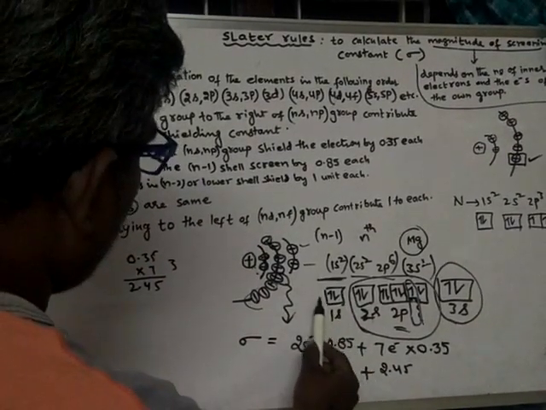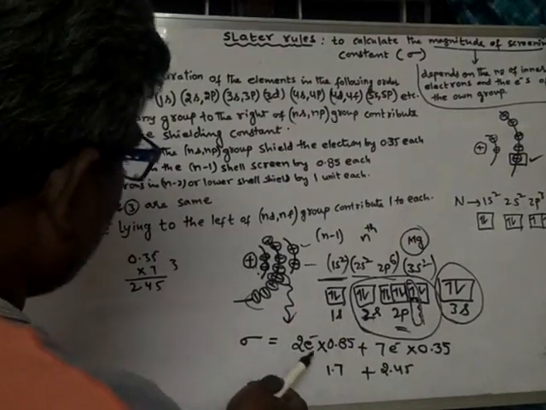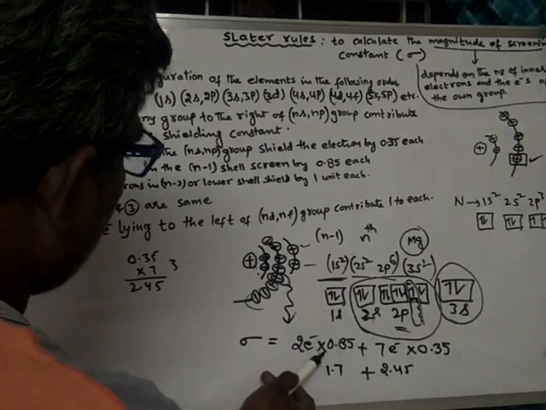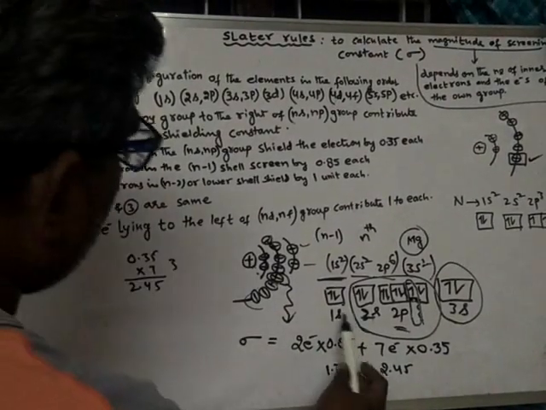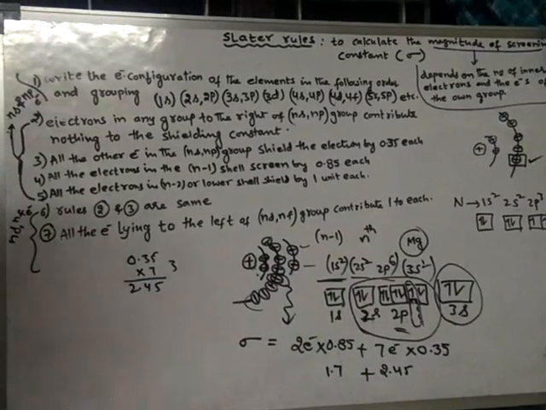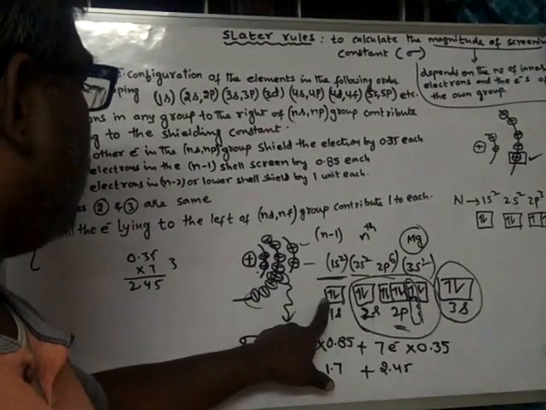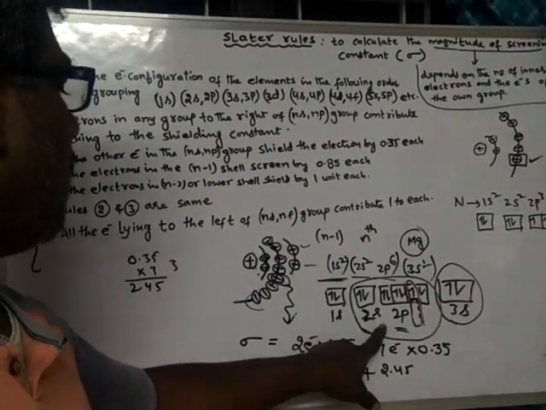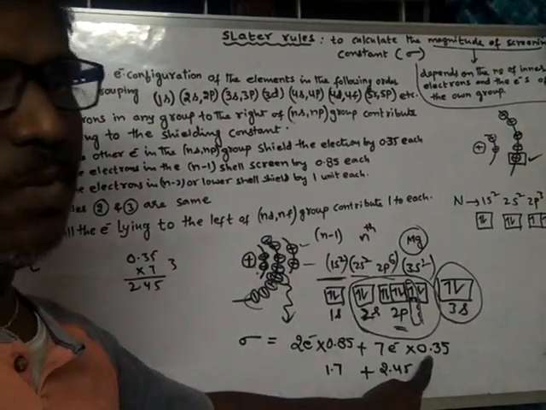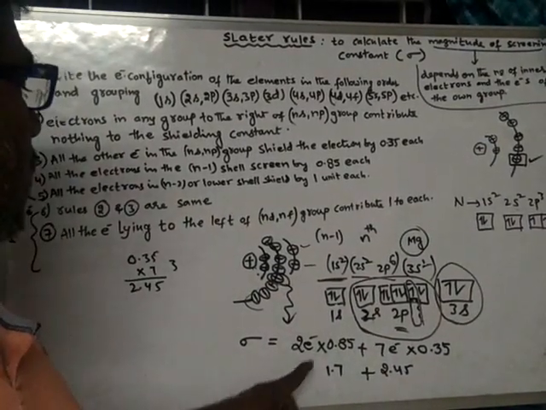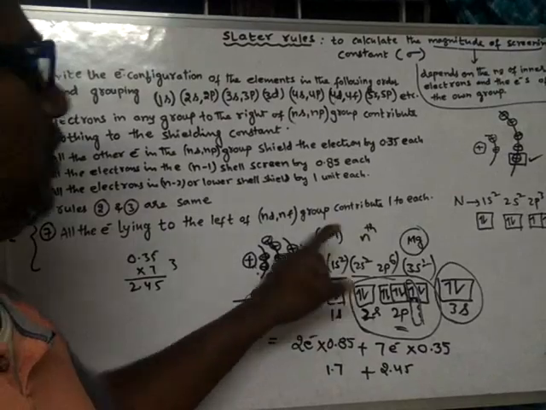So 2 electrons. From these 2 electrons, the screening effect shown is 1.7. That means 2 electrons into 0.85, because these 2 electrons belong to some other group. These 2 electrons are not present in the same group. If these 2 electrons were present in the same group, then they also would have 0.35. But these 2 electrons belong to some other group. So that means they belong to the n-1 shell.